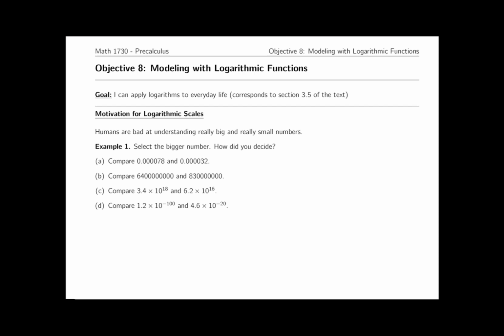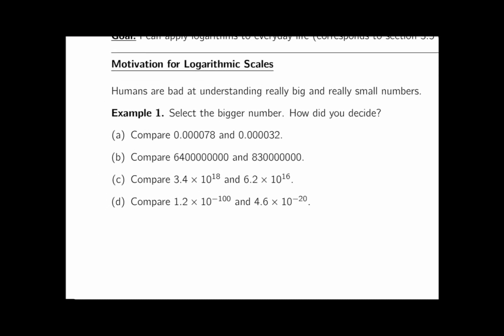And simply, it's because humans are bad at understanding really big and really small numbers. So, for example, I have a couple of sets of numbers here, and let's try to select the bigger number. In A, I have 2 different decimals here, and to compare and find the biggest number, it's kind of tricky. I essentially have to count how many zeros are here. 1, 2, 3, 4, and 1, 2, 3, 4, and I'll say, okay, these actually have the same number of zeros, and that tells me that they're the same magnitude, so then this one would be the bigger number. But I really have to count those numbers to see.